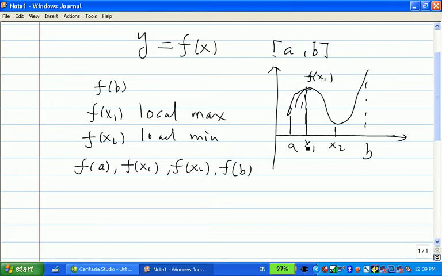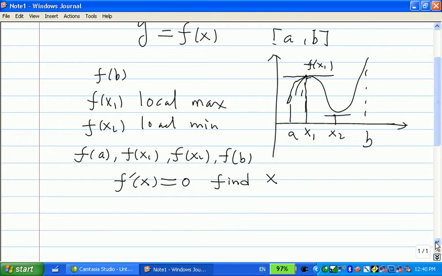Now, how do we find x1 and x2? They are a local maximum and a local minimum. At the local maximum, the slope of the tangent is horizontal. So it is for the local minimum. A horizontal tangent means the slope of the tangent is 0. So you need to take the derivative of f, set it equal to 0, and find x. Remember we used to call such x a critical number in Calculus 1.